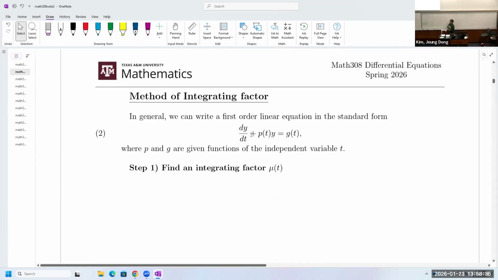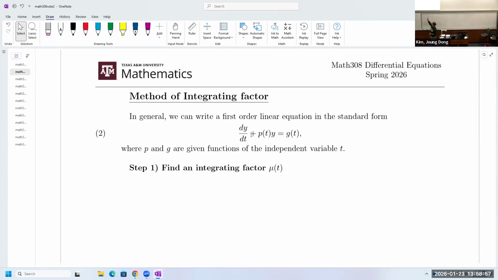To talk about this method, we have to start from the standard form. Look at that: dy over dt plus p y is equal to g. That is standard form. What does that mean? We make dy/dt coefficient free, which means if you have something in front, we can divide both sides by it. Then make it that form. That is standard form. We can start from there.